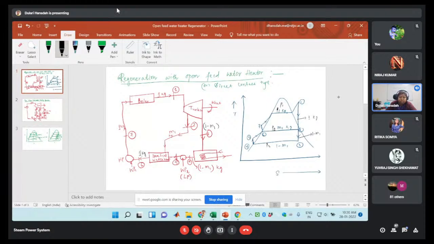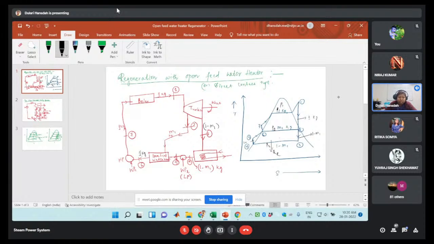In this case the heat rejection is achieved at this point. This one is the heat rejection, Qr. So 3 to 4 is the condenser process where we are getting the heat rejection. Then 4 to 5, at this point we are pumping the condensate to the P2 pressure. This to this is the P2 pressure. In this case, your mass will be 1 minus m1 kg.